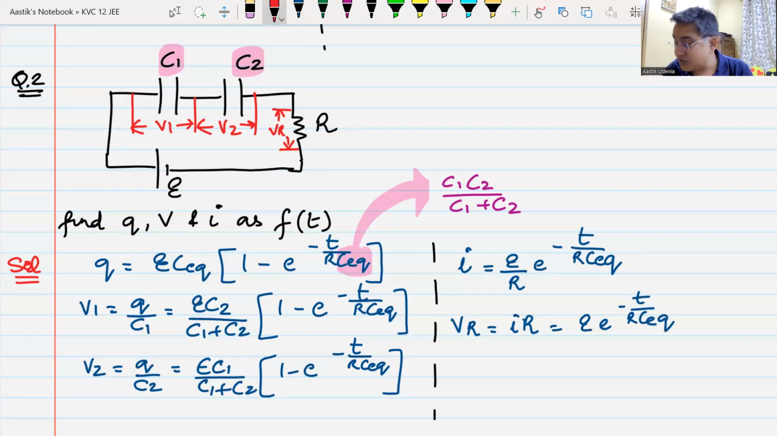And if you want to check, you can check V1 plus V2 plus VR at any time. V1 plus V2 plus VR at any time will be equal to how much? No one knows. E.